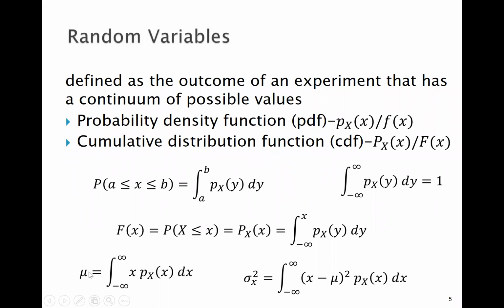At the bottom here, you can see mu as the mean, which is simply the integration of the PDF times x from minus infinity to plus infinity with respect to x. For variance, it is x minus mu squared times the PDF from minus infinity to plus infinity with respect to x. We can also derive some higher order statistics, higher order parameters, to analyze the distribution.